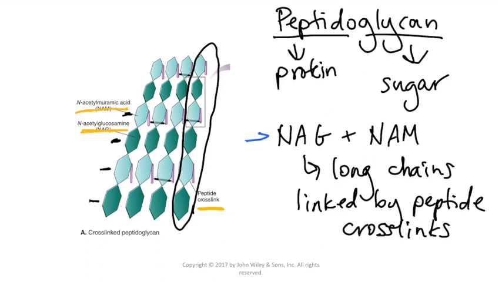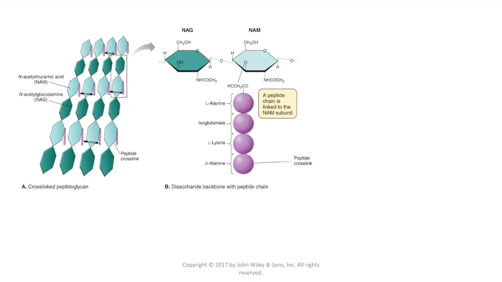Right? So the glycan part refers to the NAG and NAM, these alternating sugars, and the peptido part refers to the peptide crosslinks. This gives us a blown up view of a single linkage of NAG and NAM. Here's the NAG, here's the NAM. And our peptide chain coming off of that NAM subunit. Looking at this part that I've circled here, those peptide chains get bound to each other, and that's what provides peptidoglycan with a firm link.